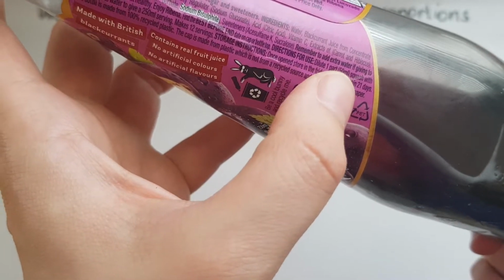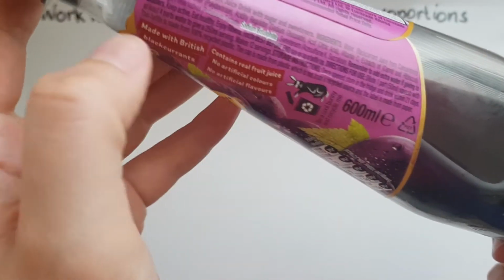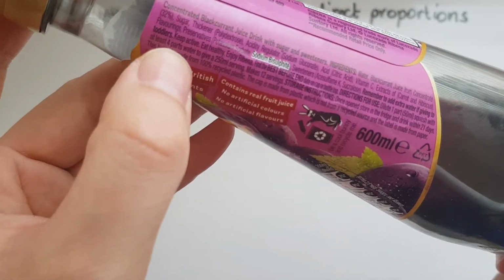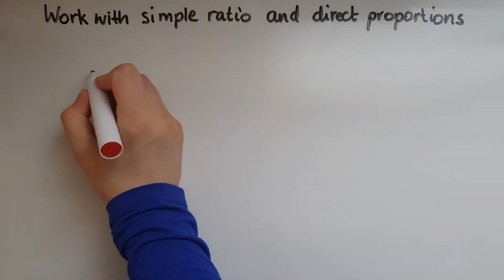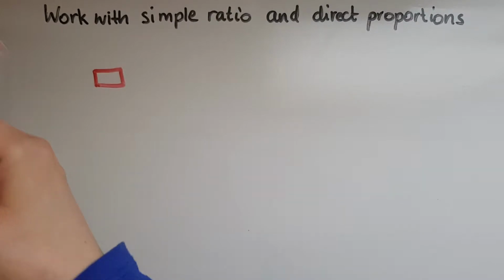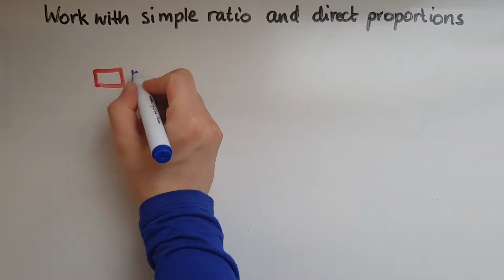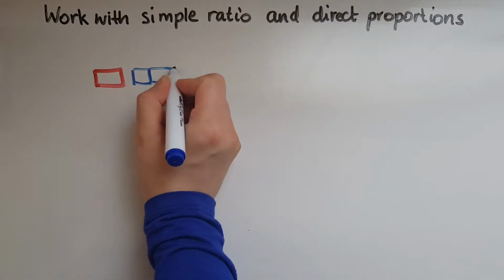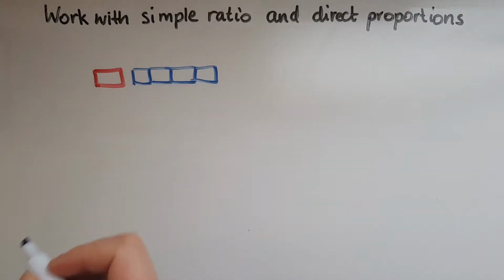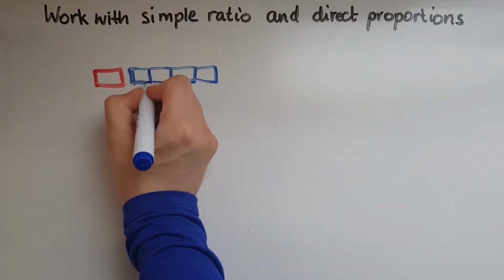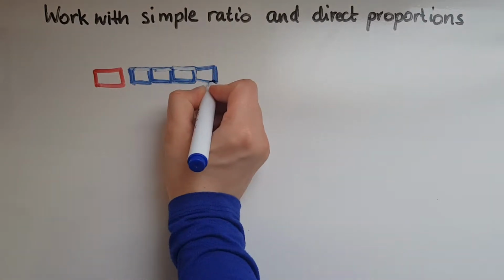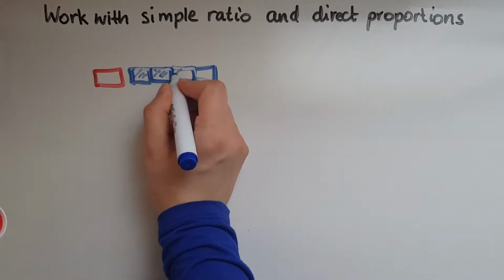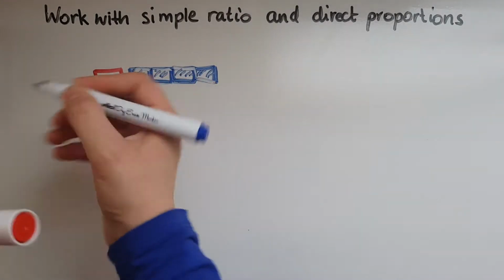dilute 1 part squash with at least 4 parts water. So I would have 1 part squash with 4 parts water. So these are supposed to be equal shapes, because I need to use the same amounts.